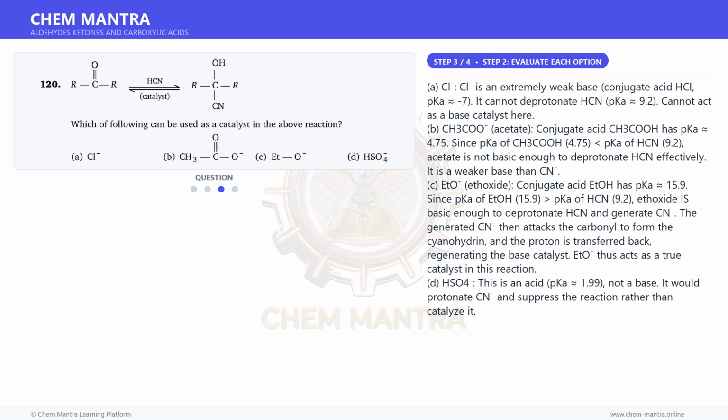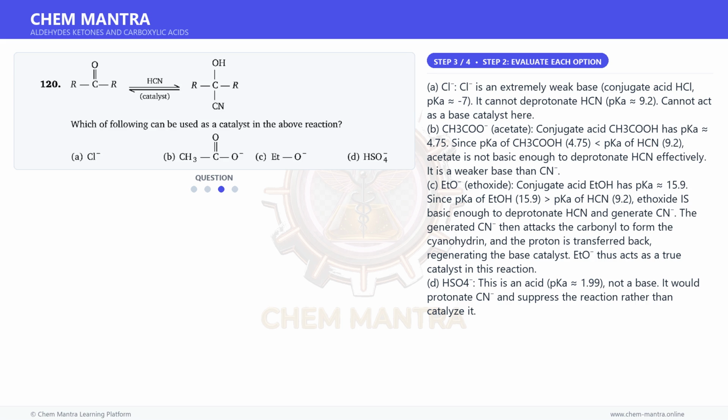EtO⁻, ethoxide, conjugate acid EtOH has pKa 15.9. Since the pKa of EtOH is 15.9 and the pKa of HCN is 9.2, ethoxide is basic enough to deprotonate HCN and generate CN⁻. The generated CN⁻ then attacks the carbonyl to form the cyanohydrin, and the proton is transferred back, regenerating the base catalyst. EtO⁻ thus acts as a true catalyst in this reaction.